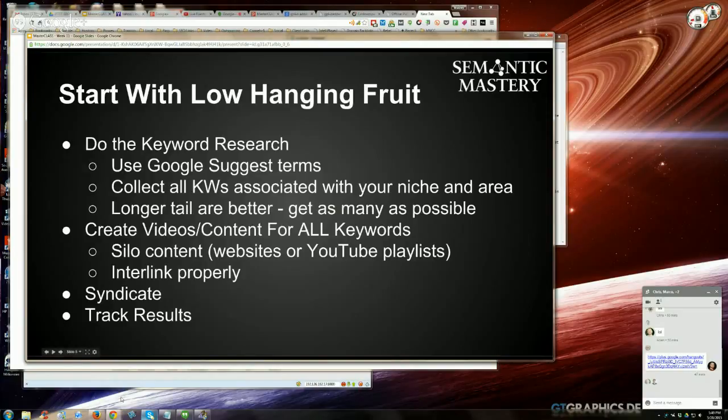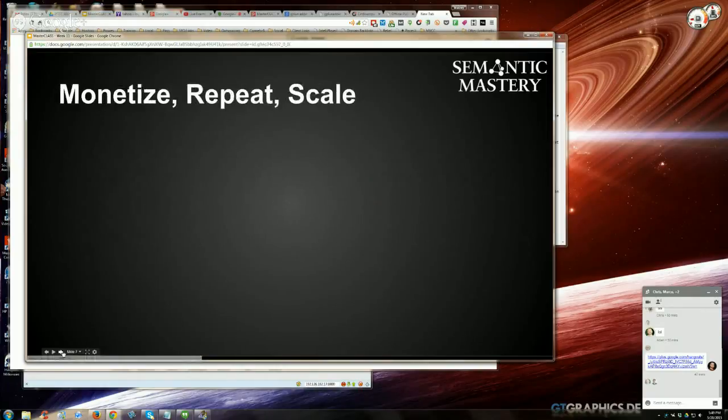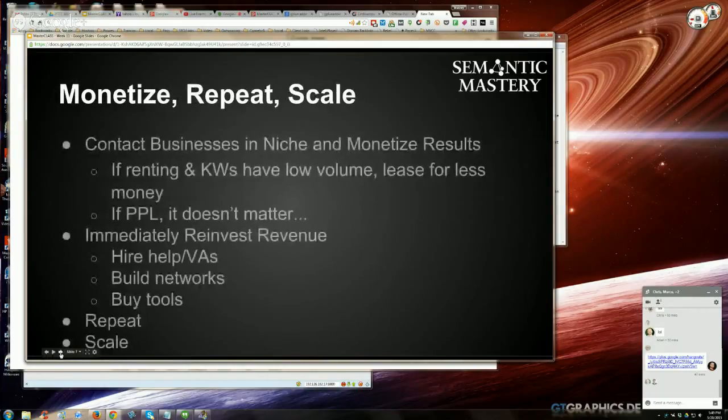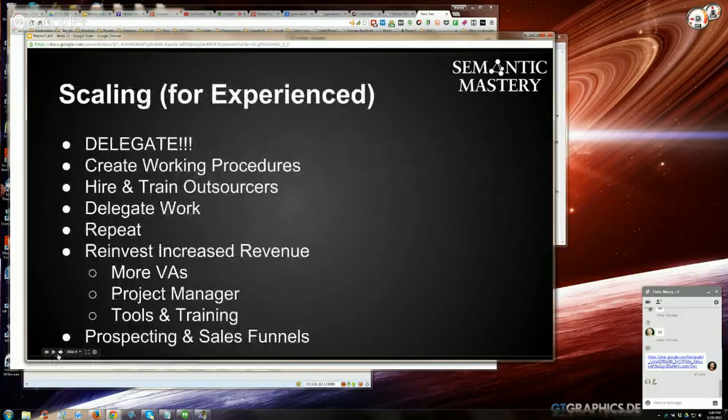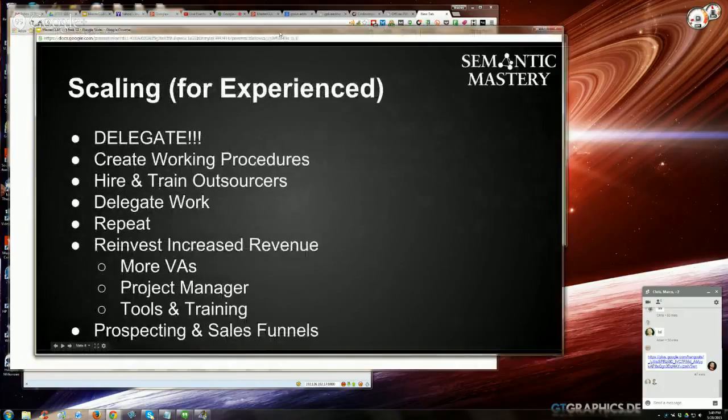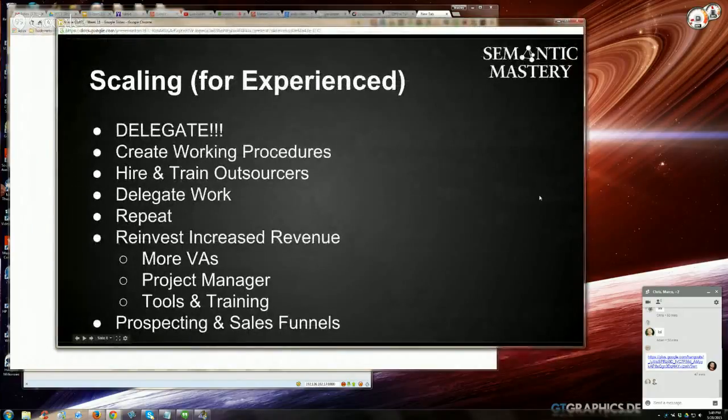Does that make sense? Hopefully that was clear. We got to move on. We're going to go to the next slide, guys, which was for scaling for experience. This is one slide only, and the reason is because those of you that are already making money in SEO but you're looking to scale your business, it really is simple. It comes down to just a couple points here that I'm going to make, and then we're going to move on to the next slide.